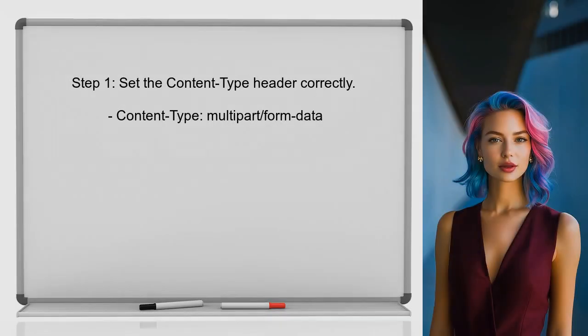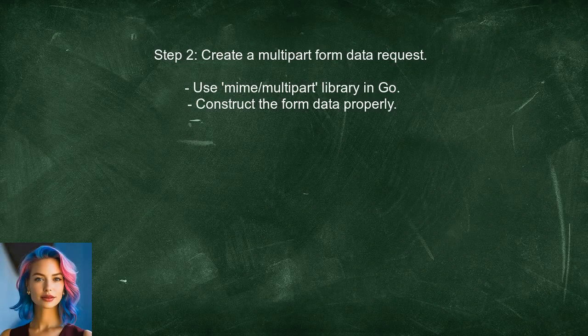To begin solving this issue, the user should ensure that the content type header is set correctly. In this case, it should be set to multipart/form data without any additional parameters. Next, the user needs to create a multipart form data request. This involves using a library that can handle multipart requests, such as MIME multipart in Go.